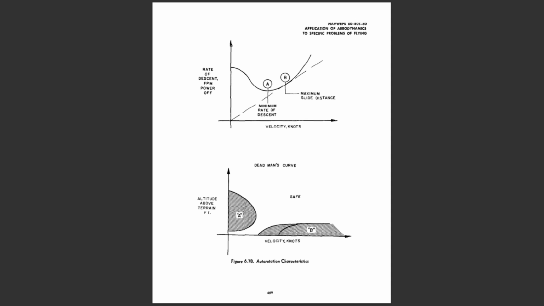With power on, the blade pitch is relatively high, and the engine supplies enough torque to overcome the drag of the blades. At the instant of power failure, the blades are at a high pitch with high drag.